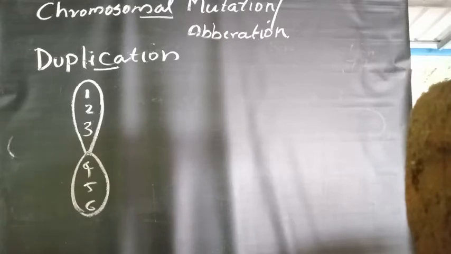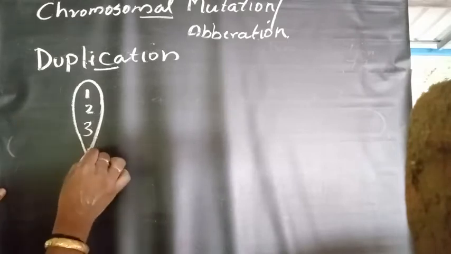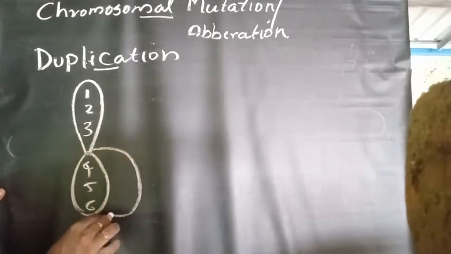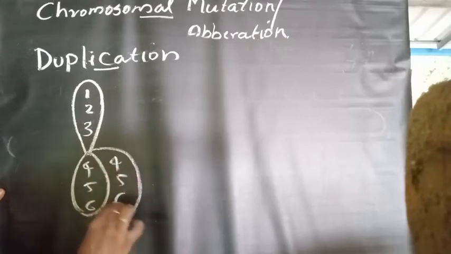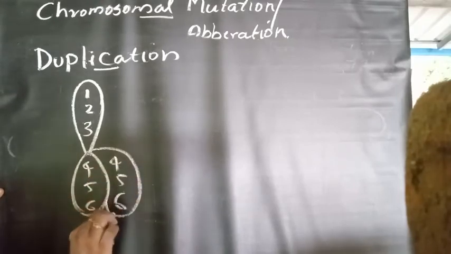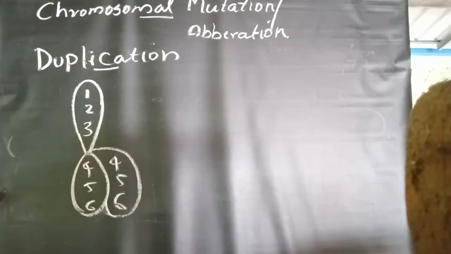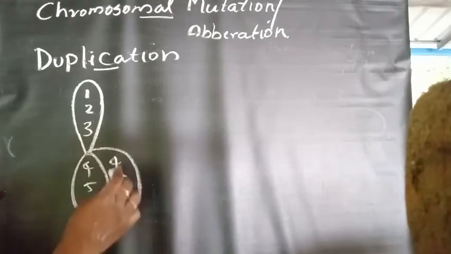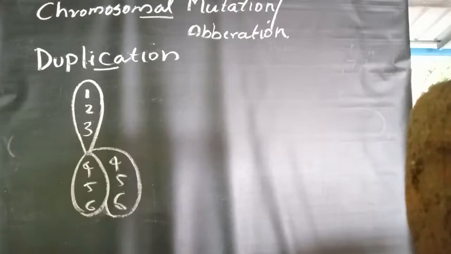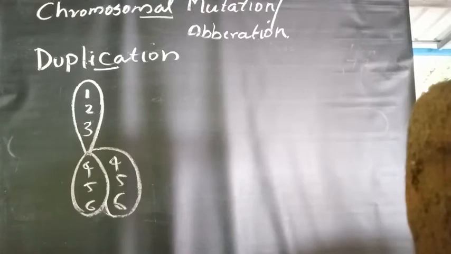In this segment, if any recessive genes are present, then they get their expression due to the homozygous condition. We know recessive genes express only in the homozygous condition. So 4, 5, 6 duplicate again, twice the same segment. That is called duplication. If at the site of duplication there is any recessive gene, it gets doubled and regains its expression.